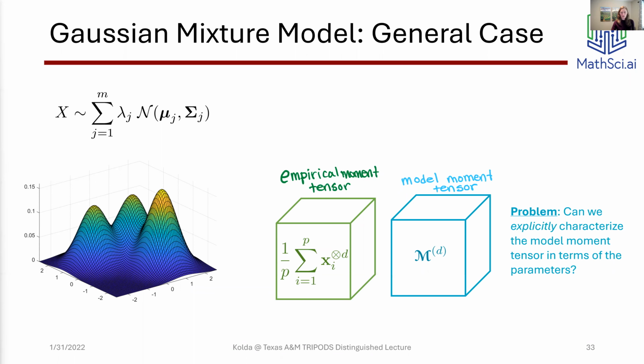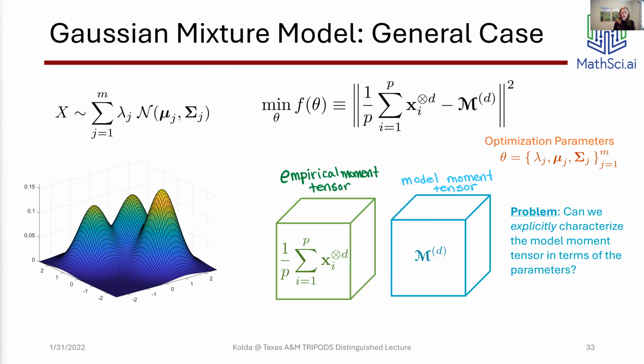The problem is, how do we express that in terms of lambda, mu, and sigma in some convenient way, so that we can do this optimization problem where we're minimizing the difference between the empirical moment and the model with respect to the optimization parameters. This is the tricky part. If you haven't ever tried to do this, there's no reason you would know it was tricky. But if you look through multivariate statistics textbooks and moments of Gaussians, you might get a hint that this gets a little ugly a little quick.